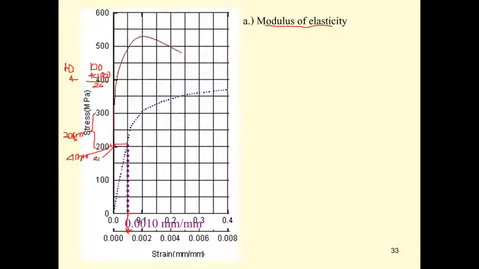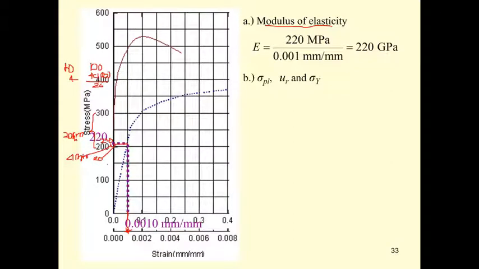So if you start with the 200, the value here is going to be 220 megapascal. So the height of this is 220 megapascal, and the horizontal value is going to be 0.001. So the modulus of elasticity is going to be 220 divided by 0.001, which is 220 gigapascal.